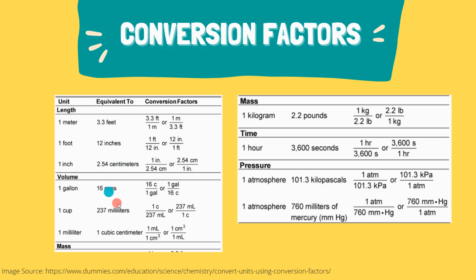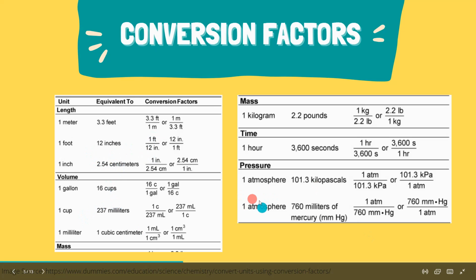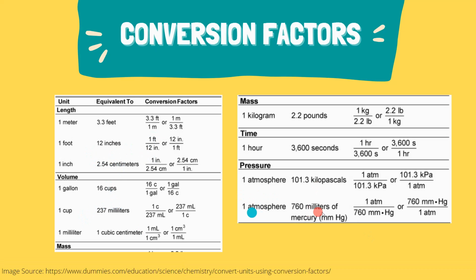The same principle applies in other units of measurement, like say in pressure. Say you are going to convert from atmospheres to millimeters of mercury and vice versa. So yung mga gagamitin mo na conversion factor is either this or this.